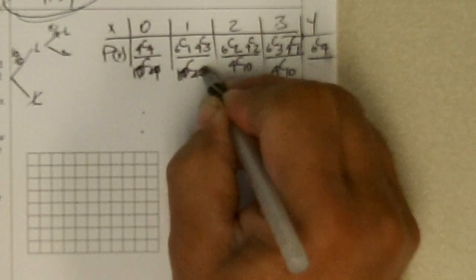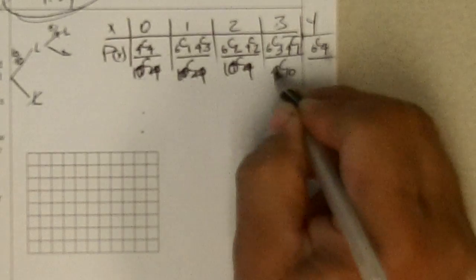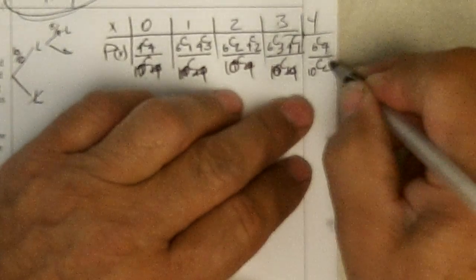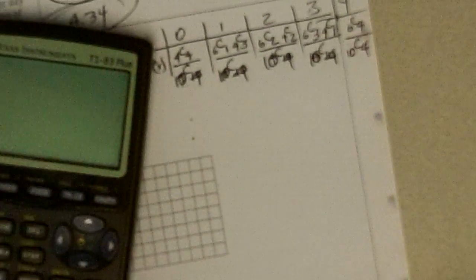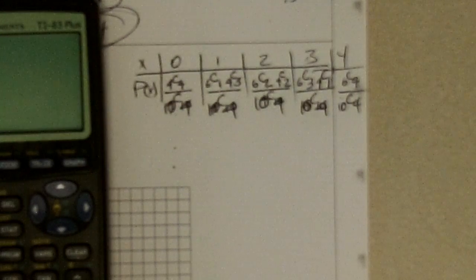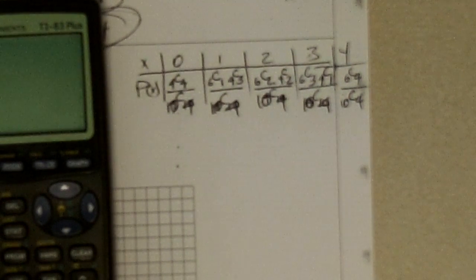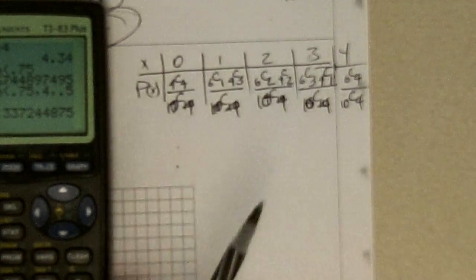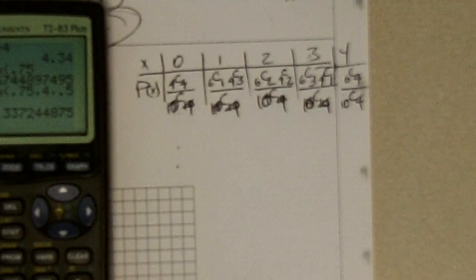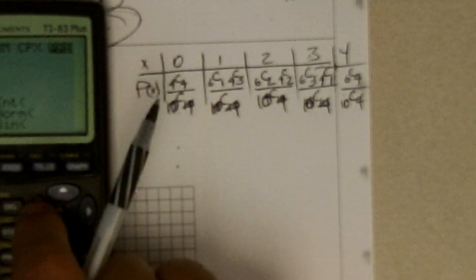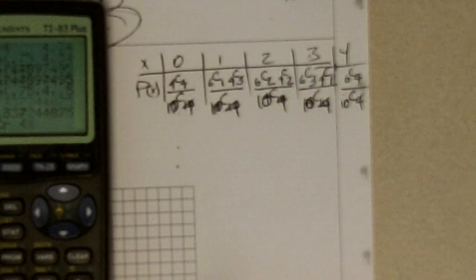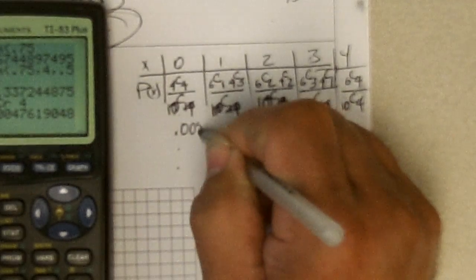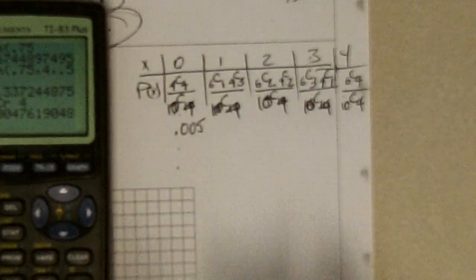I wrote these backwards. It's 10 choose 4 on the bottom each time. If you figure those probabilities out, and you can't do binomial, can't do normal, you're going to have to actually do these. 4 choose 4 is 1, I know that, divided by 10 math choose 4, which is 0.005 to 3 decimal places.